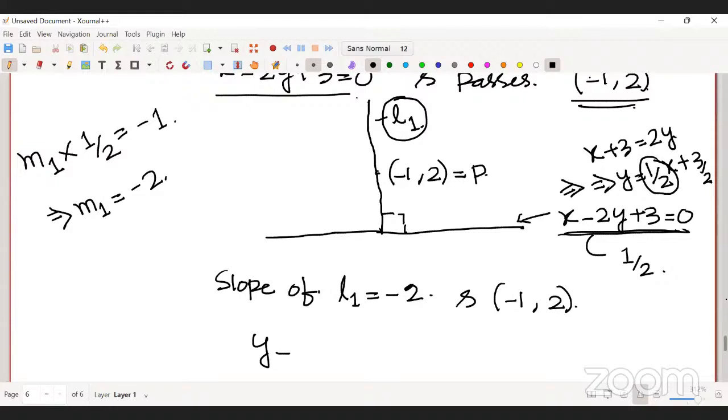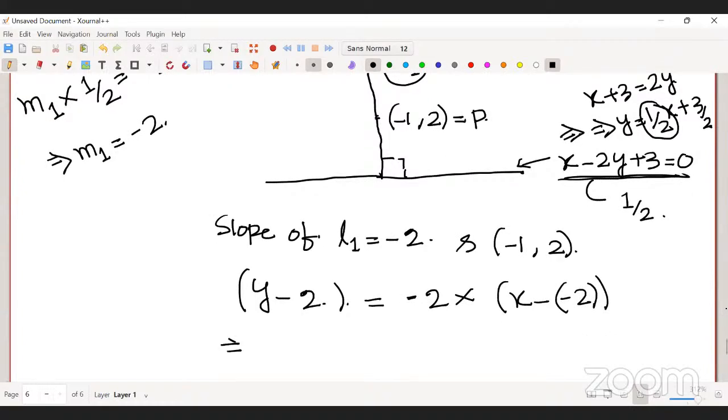So now you just need to apply the formula y minus y naught equals slope into x minus x naught. Here y naught is 2, the slope is minus 2, and x naught is minus 1, sorry, minus 1. So the equation of the line is y minus 2 equals minus 2 times x plus 1.